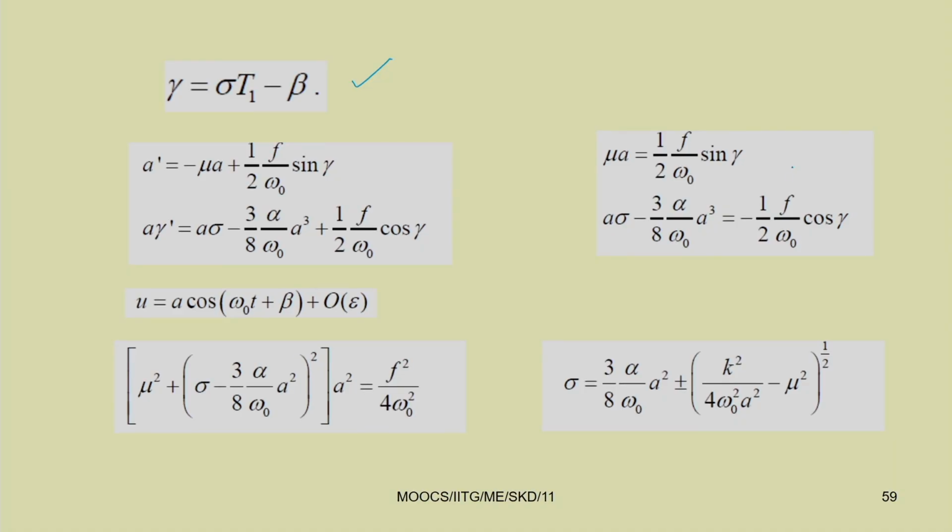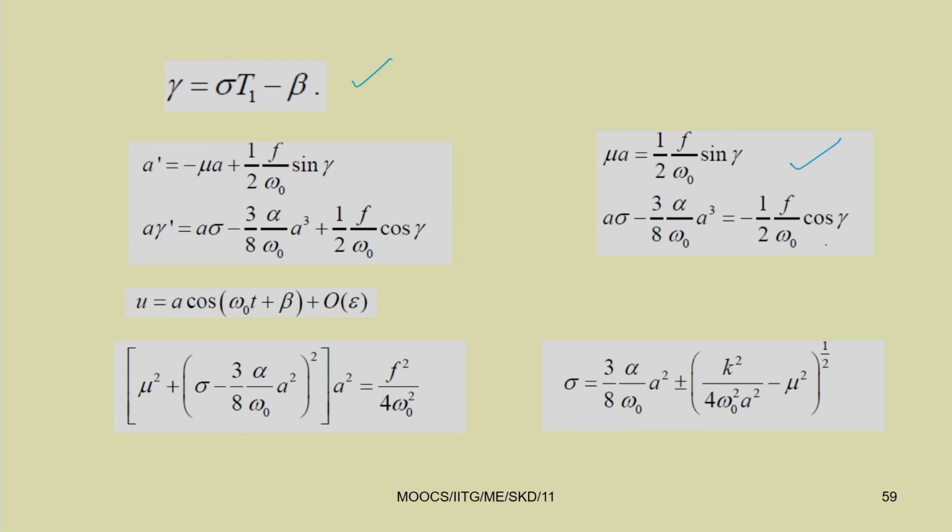So, the resulting solution we can write in terms of A. Now, this is the expression we will get for the steady state solution. A dash we have substituted 0 and gamma dash also substituted 0. So, our equation becomes mu A equal to half f by omega 0 sin gamma, A sigma minus 3 by 8 alpha by omega 0 A cube equal to minus half f by omega 0 cos gamma.